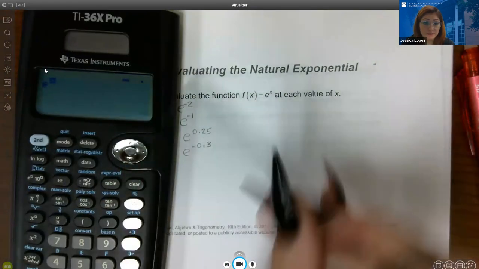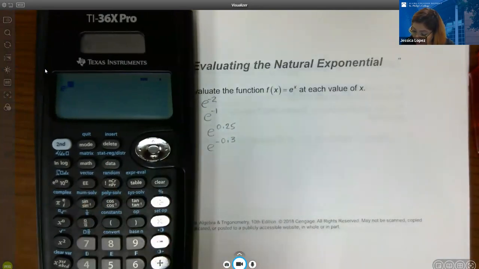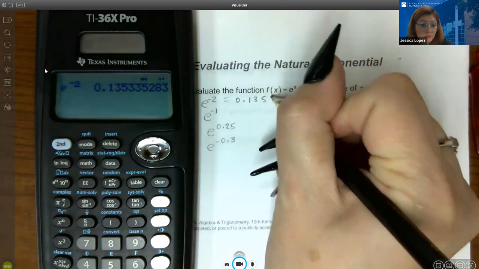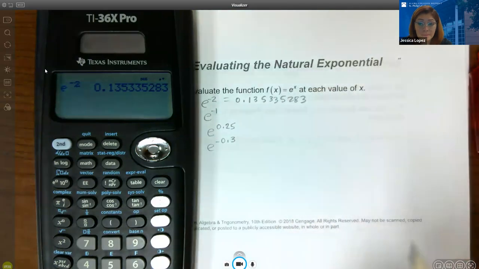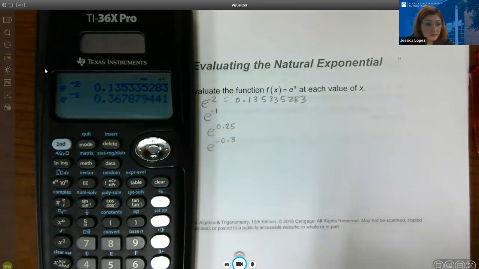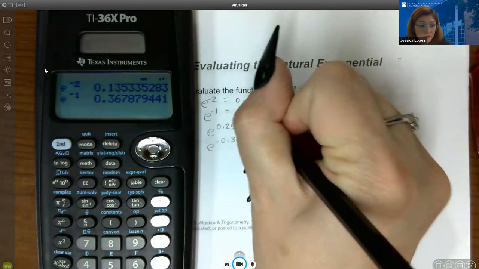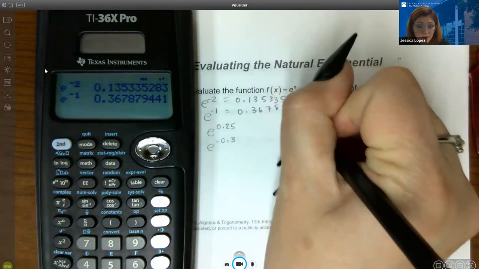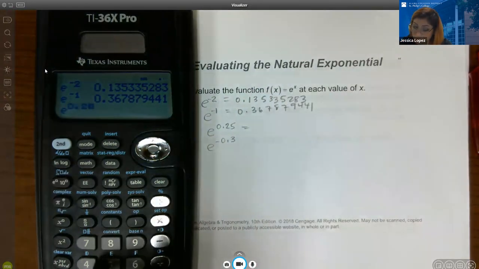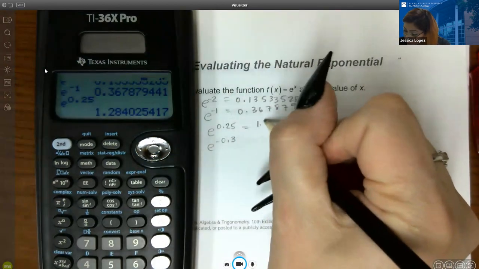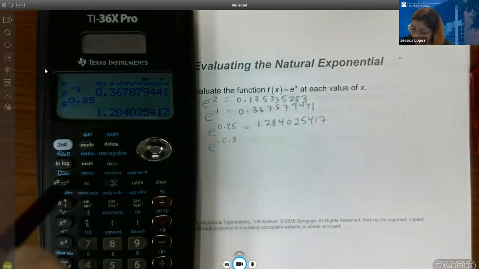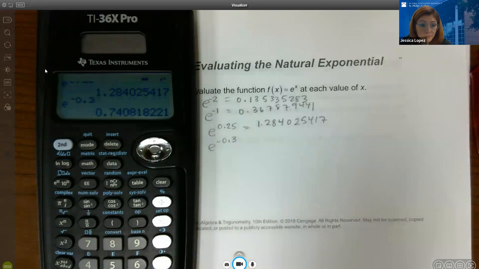Then you're going to put in the exponents. So I'm going to type in negative 2, and I get 0.13533532 83. Now I'm going to do e to the negative 1 exponent, and I get 0.36787944 1. Now I'm going to do e to the 0.25, and I get 1.28405417. And then finally e to the negative 0.3, I get 0.74081822 1.